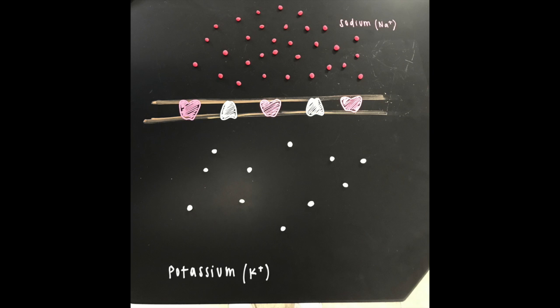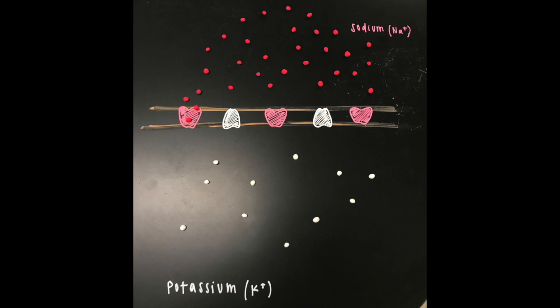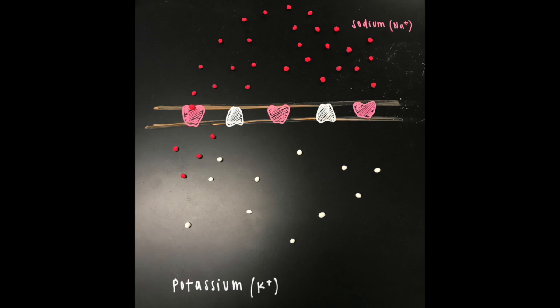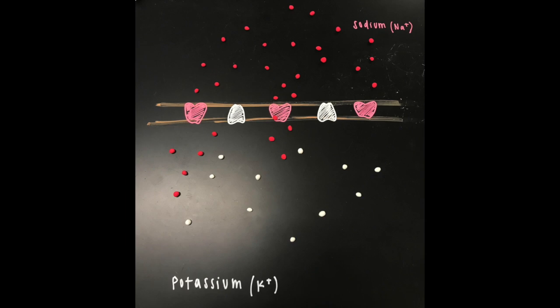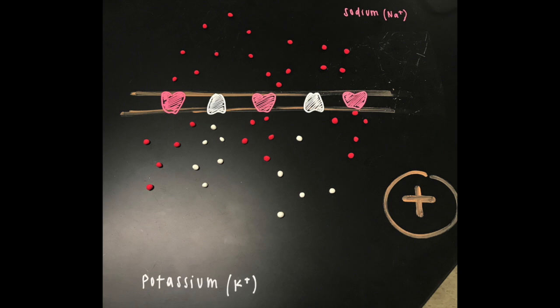One of the sodium channel proteins opens, which allows the sodium particles to diffuse inside the cell, causing the voltage to become more positive. Once the channel protein closes, another one will open and allow more sodium to diffuse through the membrane. This process is called depolarization.